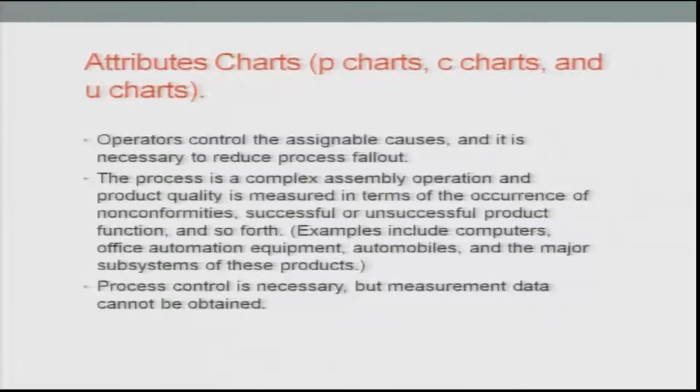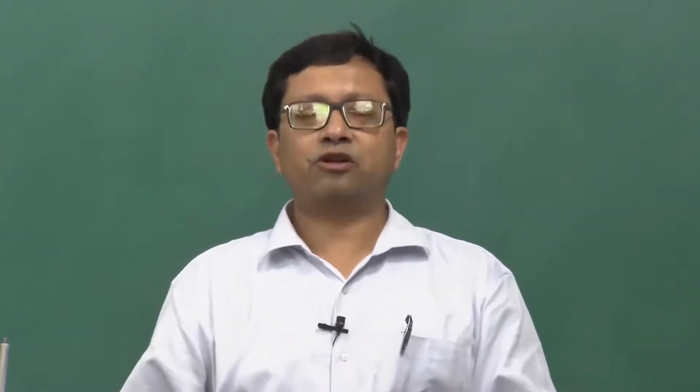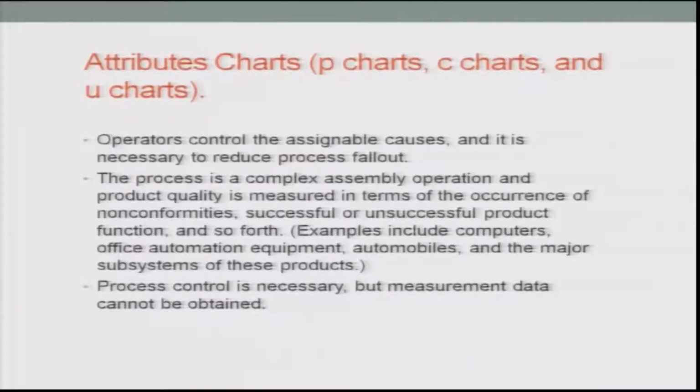Coming back to the attribute charts, we mentioned that for the variable charts we use the x bar and the R, and sometimes the sigma charts, which are basically standard deviations. Now, in the attribute charts you have the p charts, the c charts and the u charts. So, operators control the assignable causes and it is necessary to reduce process fallout.